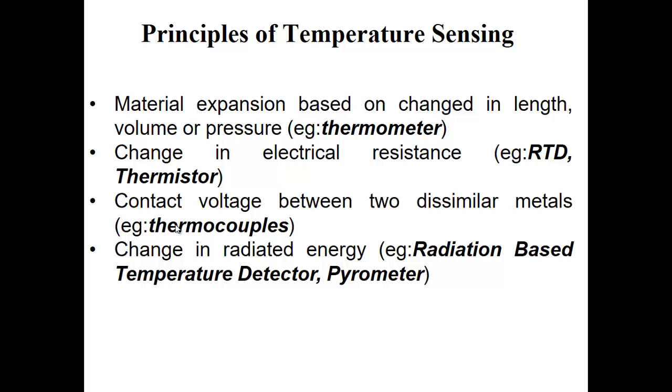Okay, the second one is a change in the electrical resistance. So kita determine the resistance of the temperature. So we refer to the RTD or thermistor. Okay, and then the third one, if we refer to the contact voltage between two dissimilar metals. If you have two different metals contact each other and you refer to the voltage of that, so that is one of the types of sensor to detect the temperature, or we call as, for example, a thermocouple. Okay, this is a thermocouple equipment. And fourth, if we see they have a different change in the radiated energy, so that is one type of the principle also in order to sense the temperature.